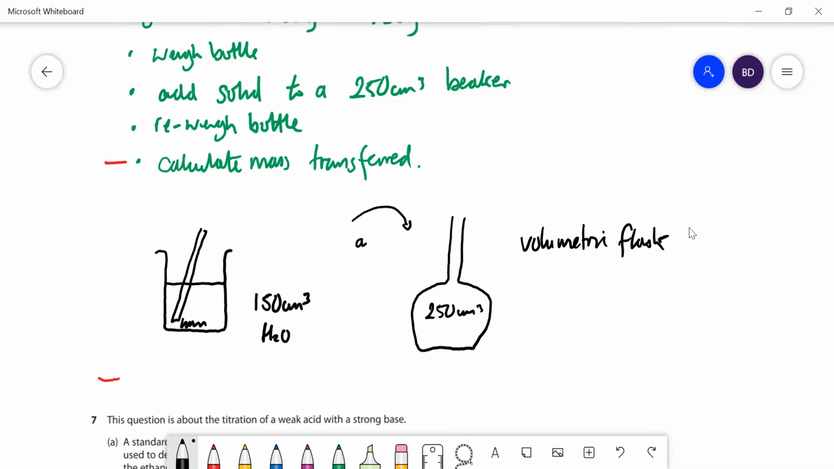So add the solution. Now obviously you're going to have little bits of solution left in the beaker, so then you're going to rinse the beaker and the stirring rod and add the rinsings to the flask. You probably want to do that twice. Then you're going to make up that with distilled water to the mark.